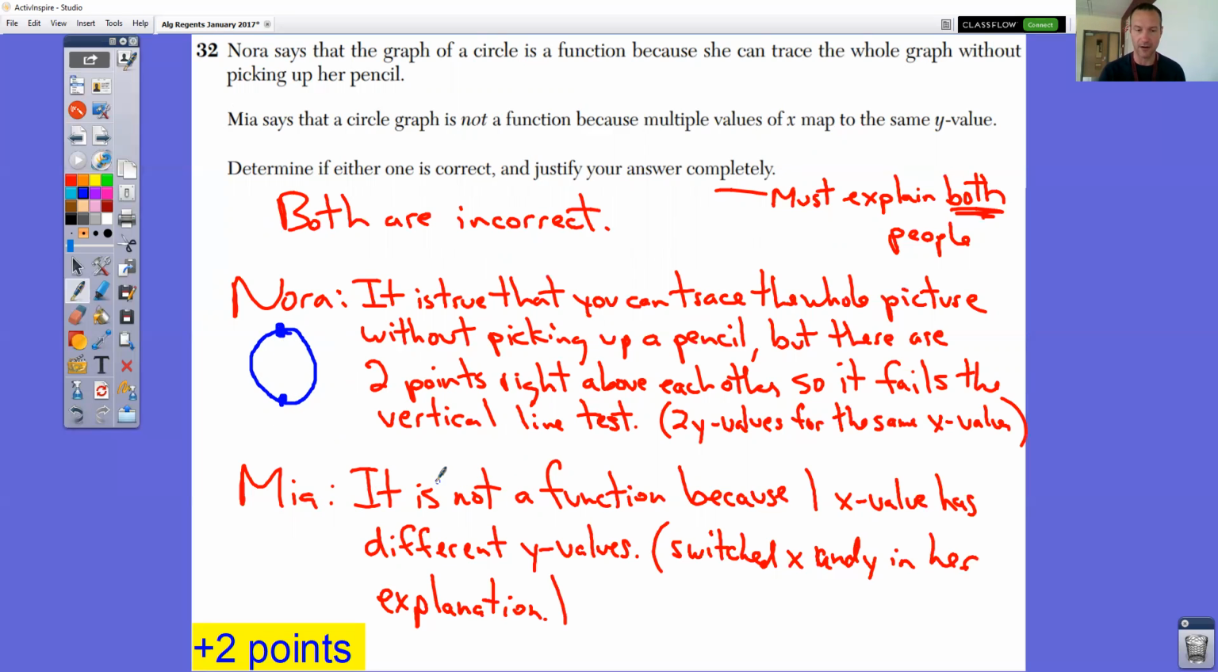Mia is also incorrect. She says it is a function because one x value has different y values. It is not a function because one x value has 2 different y values. She switched up. If she would have switched the x and y here in her reasoning, then she would be correct. But it's that one x value can't have 2 y values.